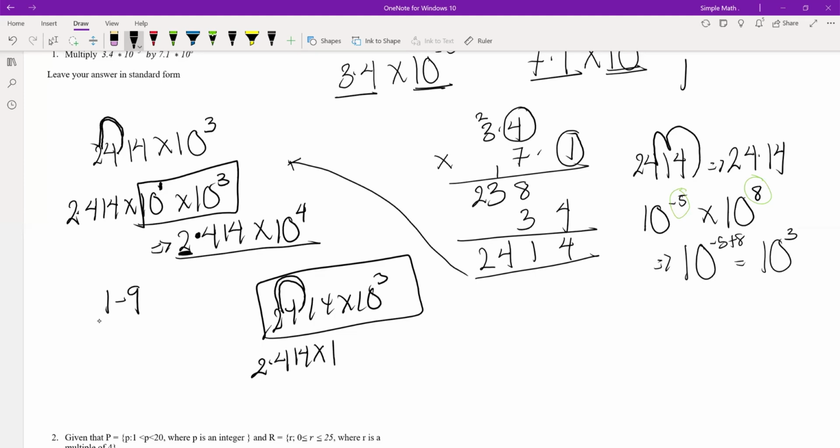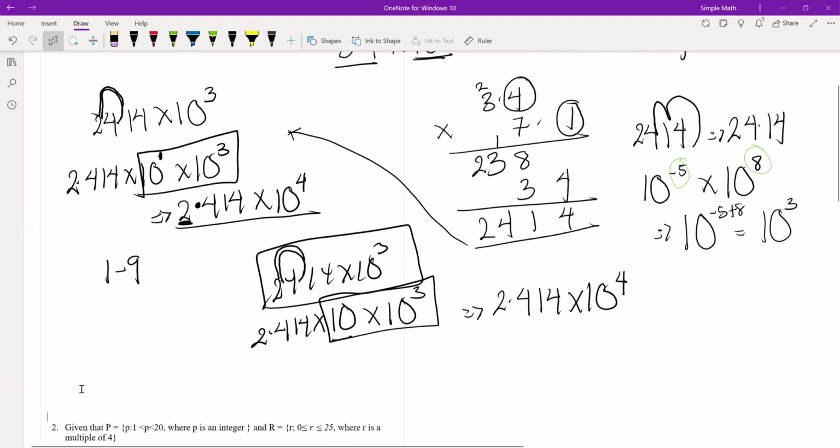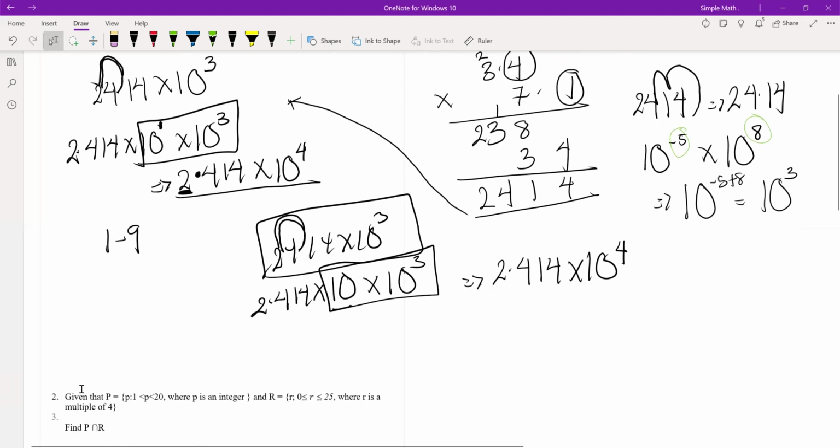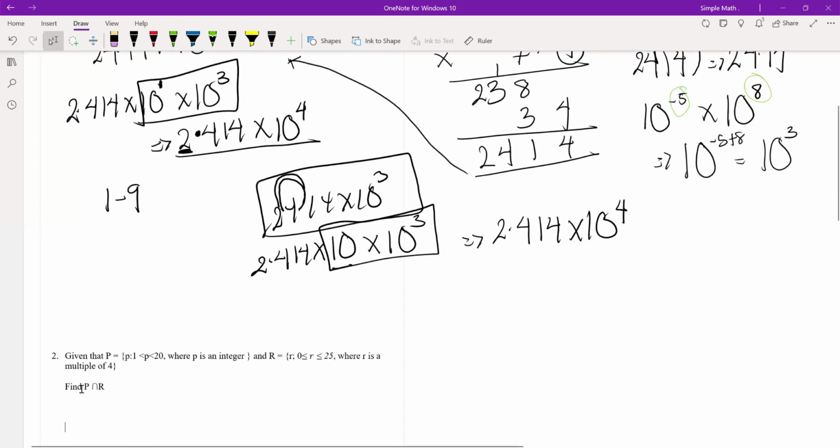Because you moved it towards the left, you now have 2.414 times 10. Then consider your 10 to the power of 3 before. Then you can now add them together. This becomes 2.414 times 10 to the power of 4. So that will be the answer. If you have the past questions, you can check the options. I'm not giving the options so that you can see that we don't want to depend on them. We just want to solve it, and then you can cross-check.